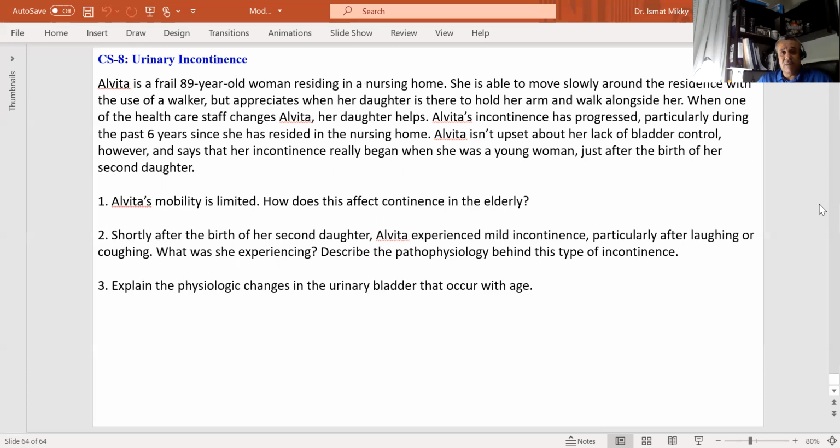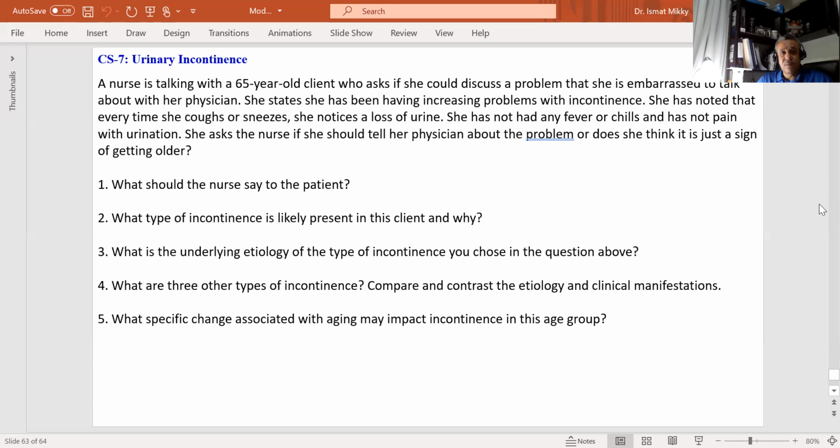And I'm going to skip the last two case studies. They are not required in terms of content for pathophysiology, because these cases on incontinence and the different types of incontinence are extensively covered, I believe, in Adult Health 1.